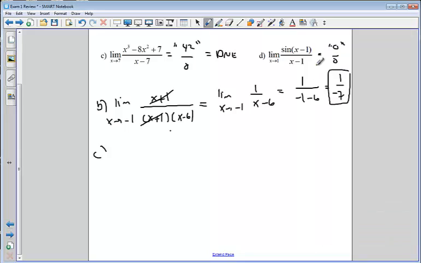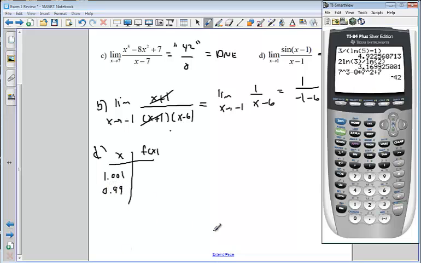All right, now D, definitely when I plug in 1 I get 0 over 0, so let's change this to D. And to do D, what you can do is make a table. That's one idea I would have for this one because I know I can't do any sort of factoring. So I could plug in a number like 1.001, and I could also plug a number to the left, which may be like 0.99. And I can use my calculator to figure this out.